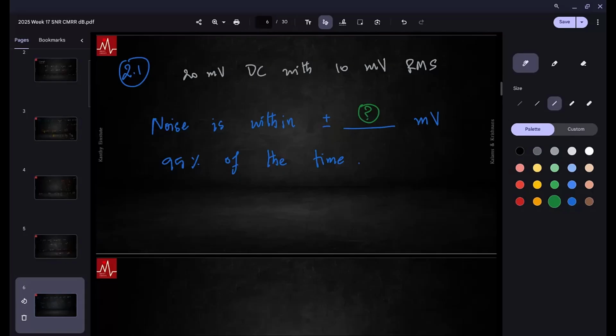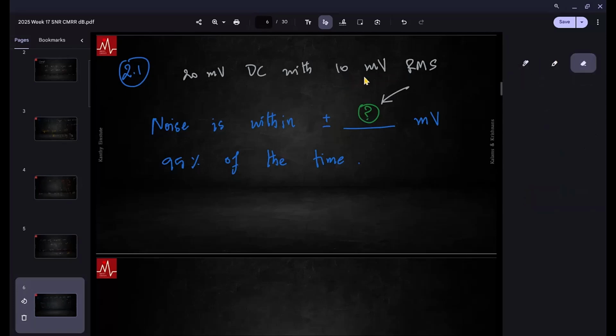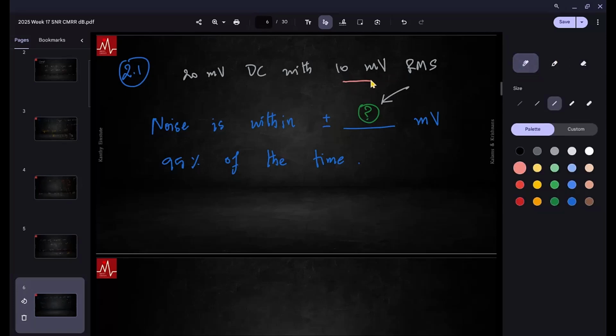Can anyone give me the unknown? So it boils down to understanding what this is. When we say RMS, what does that root mean square value correspond to? Plus or minus 2, why 2?